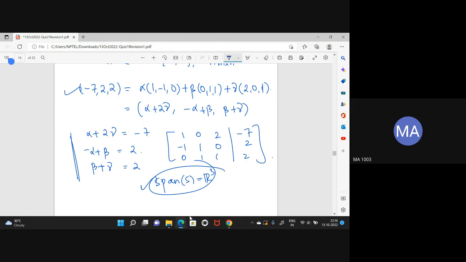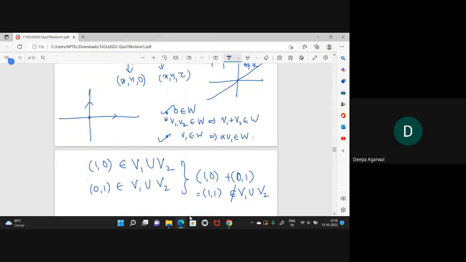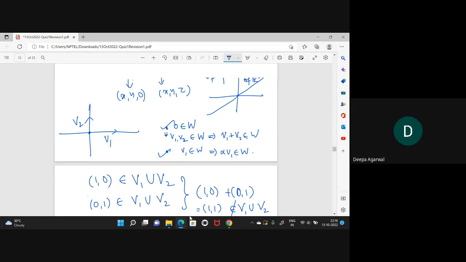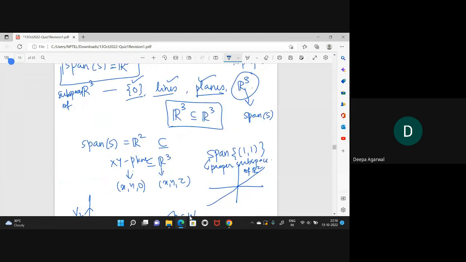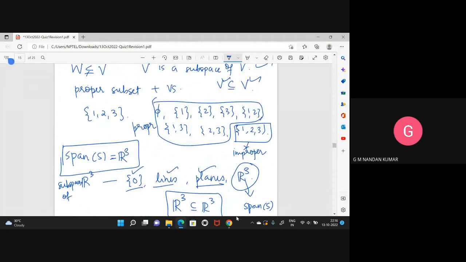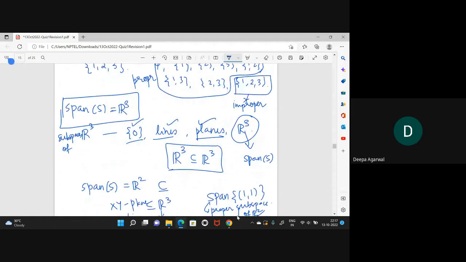Ma'am, can you please again explain the subspace question of these options? This one, right? It is just x-axis union y-axis, right? Not this, ma'am, the quiz 1 question, the proper subspace. Oh, question number 6 itself, option 2. Yes, this proper subspace means.